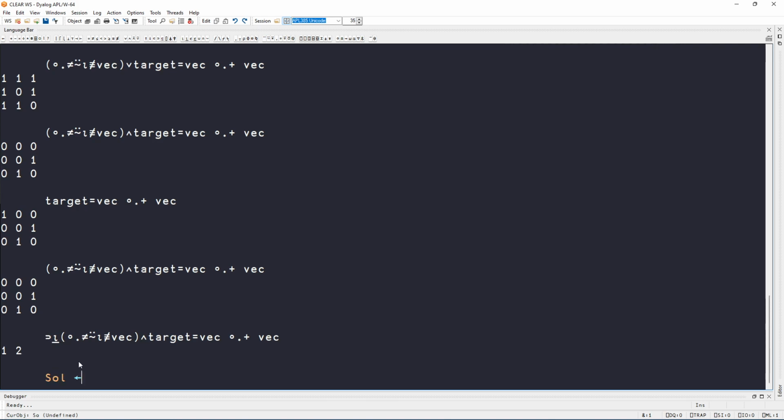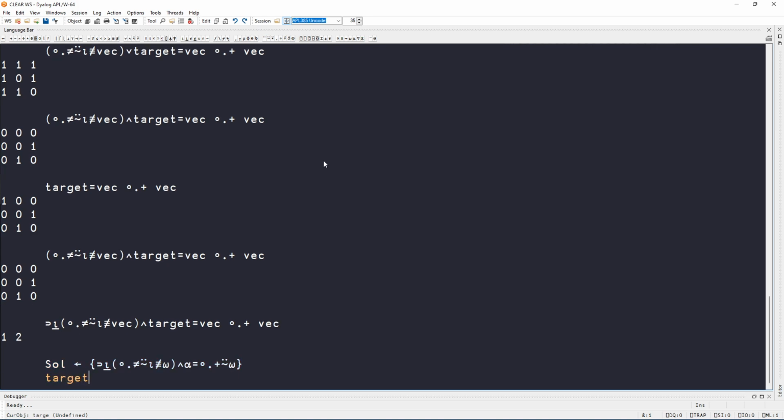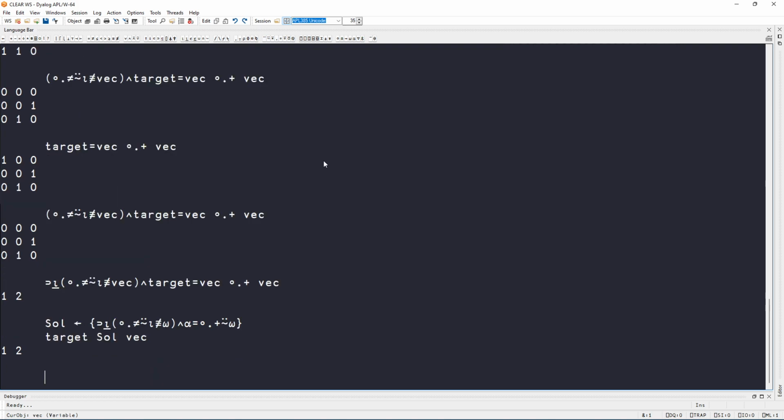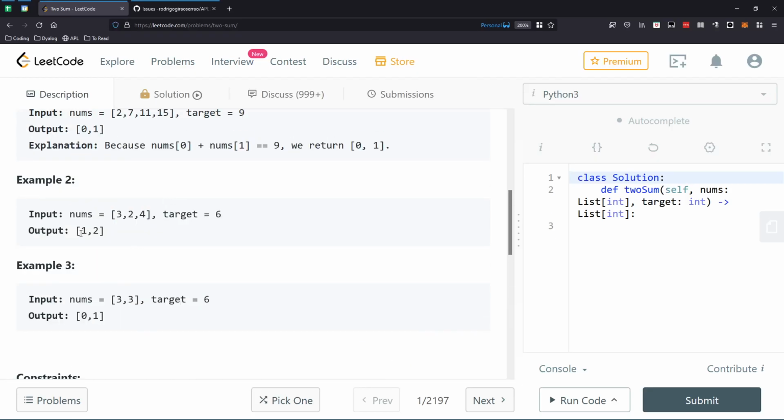So this is one possible solution. The solution gets the pick of the where. Now this is where the masking out goes, so not equals, with the commute. Let's say that the vector goes on the right, and alpha equals jot plus with the vector itself. And so we do target sol vector. And this is the solution here, 1, 2.